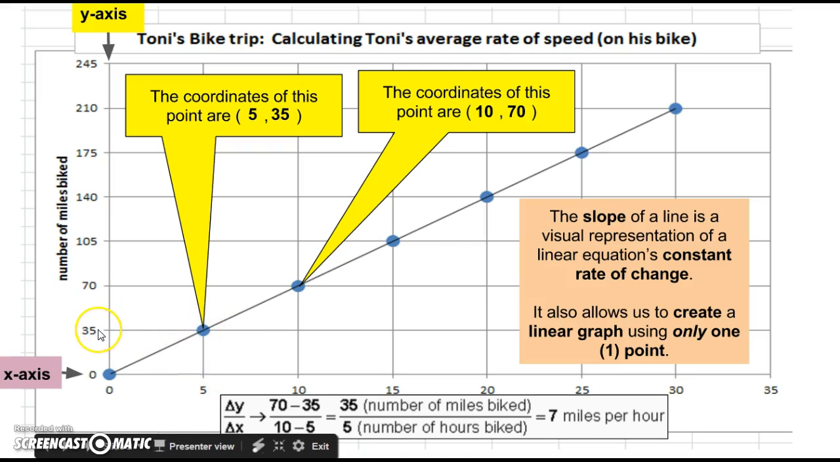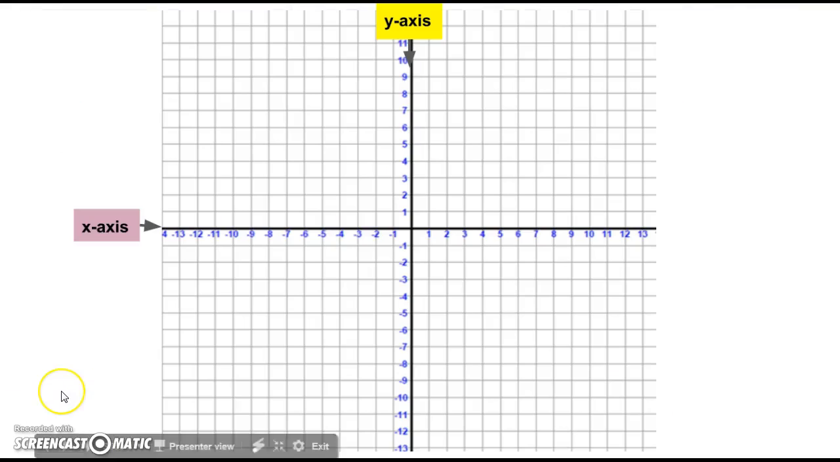In 5 hours, we're going 35 miles. 35 divided by 5 gives us 7. In 10 hours, we're going 70. 70 divided by 10 also gives us 7. Let's see if it works here. In 15 hours, we're going 105 miles. 105 divided by 15 also gives us 7. You can see no matter which point we go to, when we take the y and divide it by the x, we're going to get that constant rate of change of 7 miles per hour.